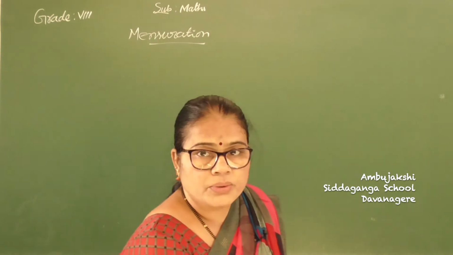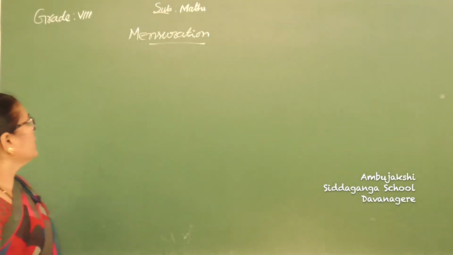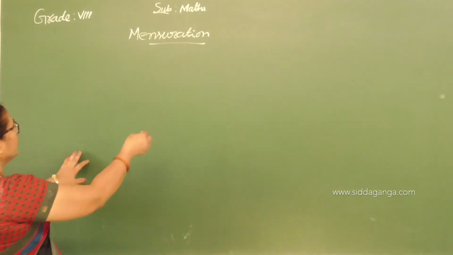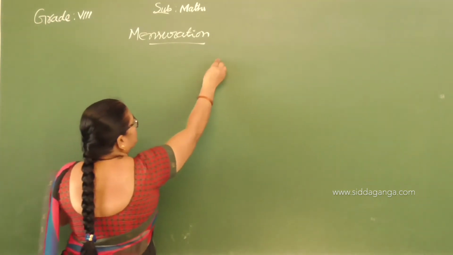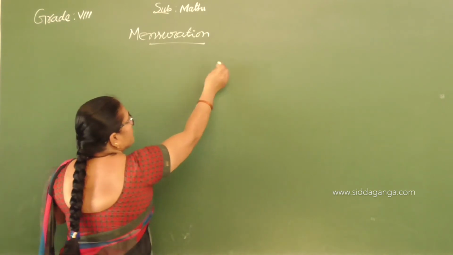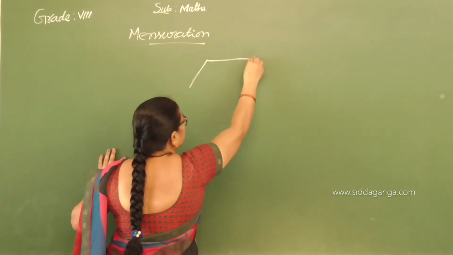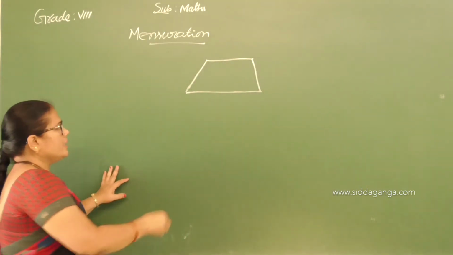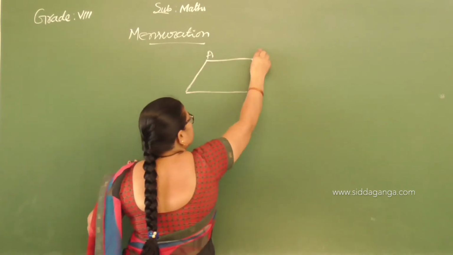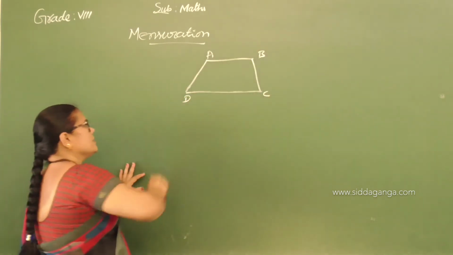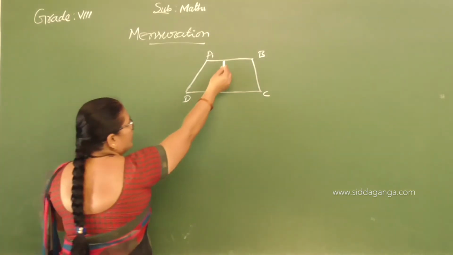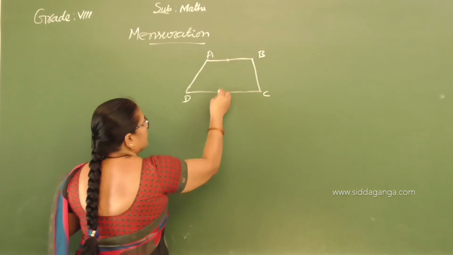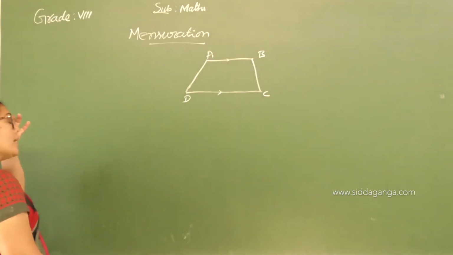Today I will also start the lesson mensuration. I will take another plane figure, the trapezium. What is the area of the trapezium? ABCD is a trapezium. Here AB and CD are the two parallel sides.